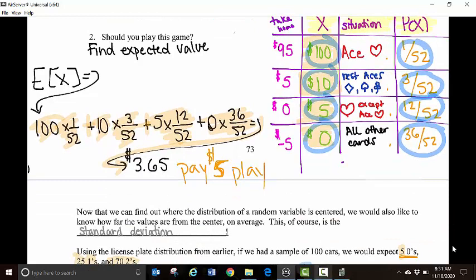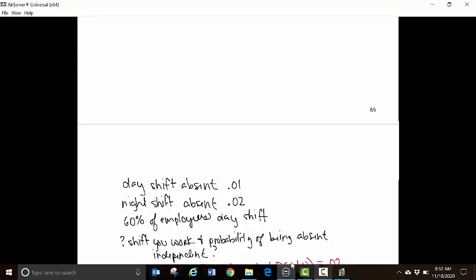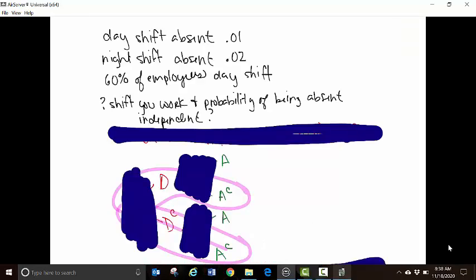Now, lastly, we have to talk about standard deviation. Again, you can get it right out of the calculator. I feel like we should do one more of these problems. So we're talking about, this could be on your homework. Suppose the absent rate if you're on a day shift is 1%, and the absent rate if you're on a night shift at a job is 2%. Okay?